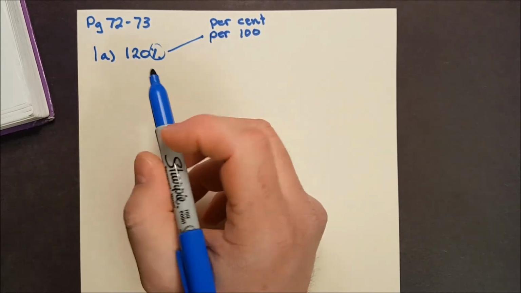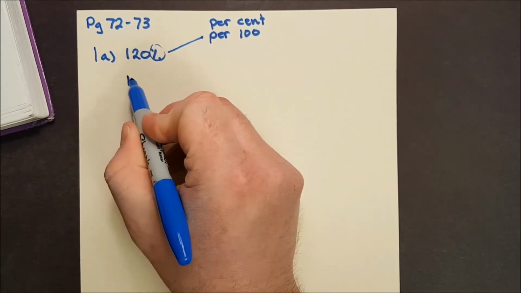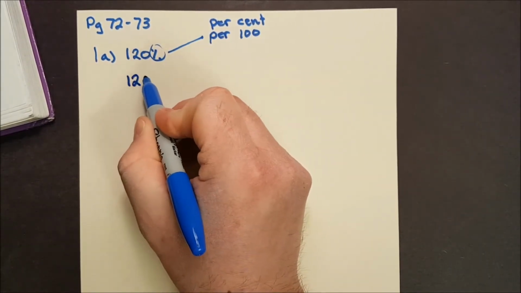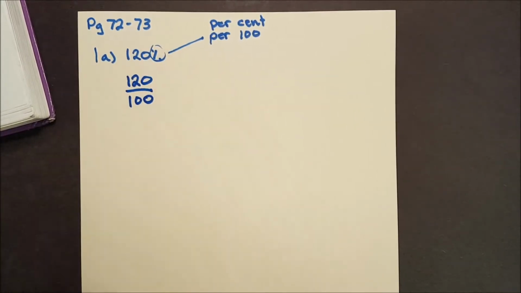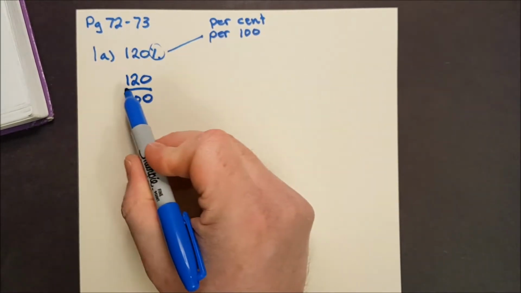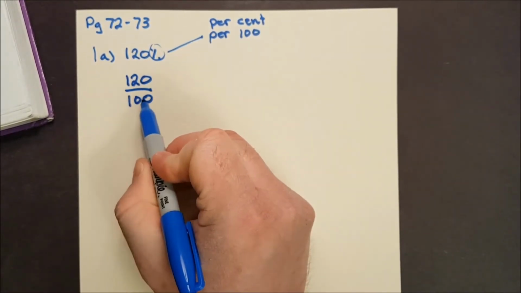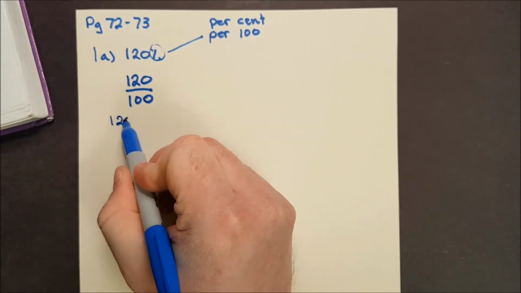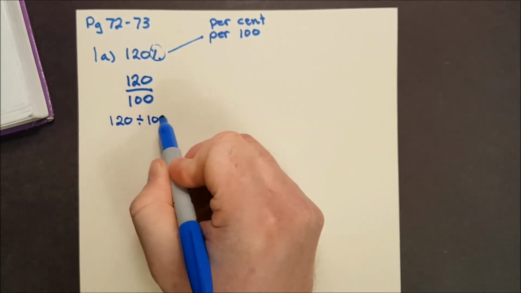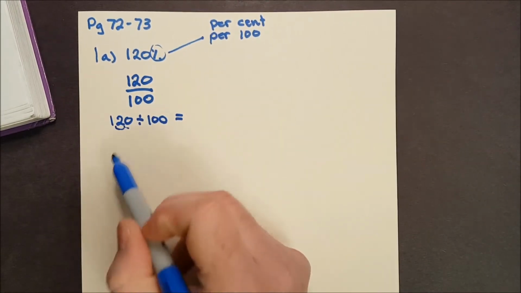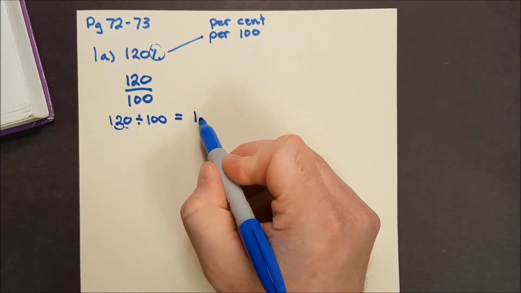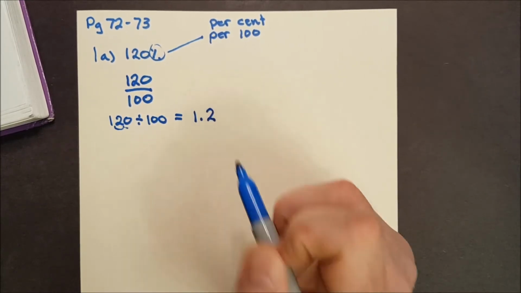We can write this as a fraction, 120 over 100. All we have to do now is just divide 120 by 100. And we know a little trick to move the decimal place back 2 spaces, and this equals 1.2.